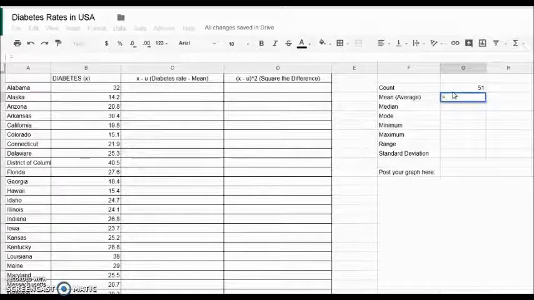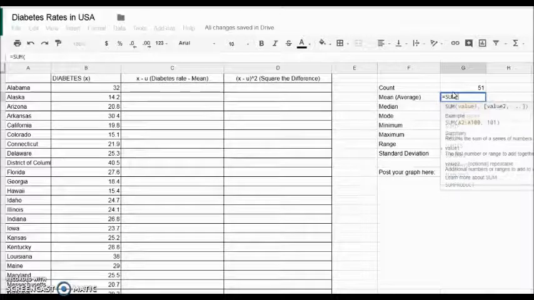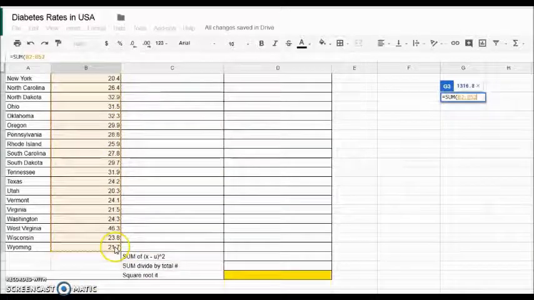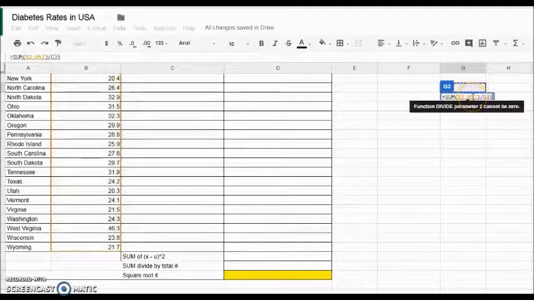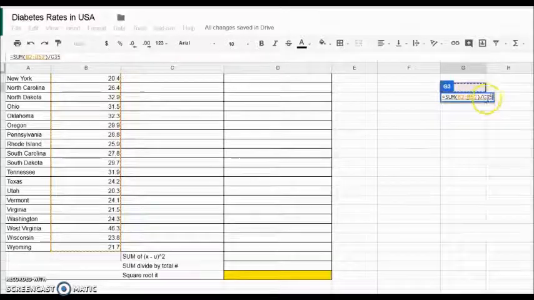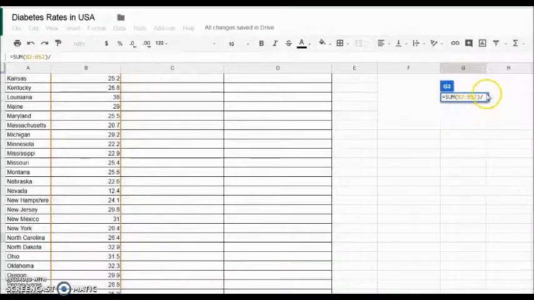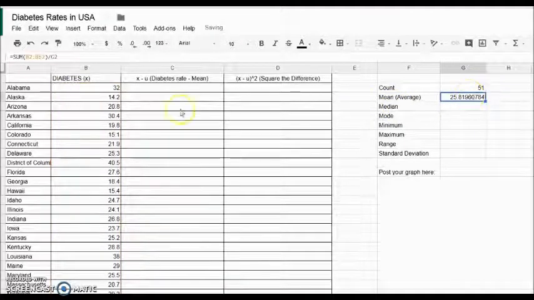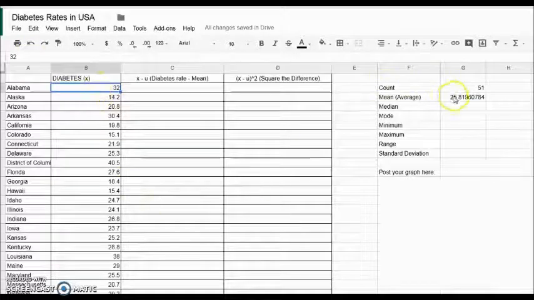So to do that, you have to do the sum of all these values, in parentheses. Then you divide by 51, which is G2. Oh shoot, scroll back. So here's what I got: the sum of B2 all the way down, divided by G2, which is 51.